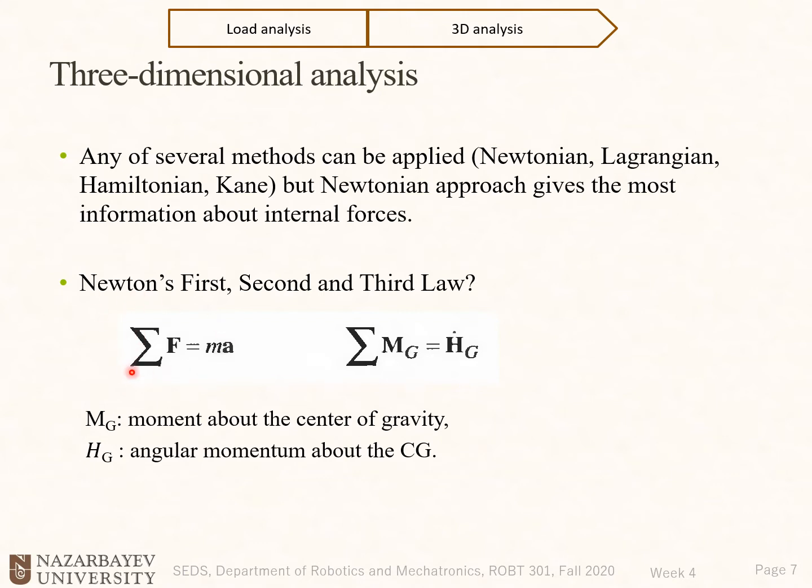The first one, summation of forces is equal to mass multiplied by acceleration, and summation of moments is equal to the derivative of angular momentum, or h dot. So Mg is the moment about the center of gravity, and Hg is the angular momentum about the center of gravity. If you want to understand the details, if you want to know where these formulas are coming from, please refer to statics and dynamics. We don't have that much time to get into the detail. We review them quickly, but for proof or further study, please refer to those types of books.